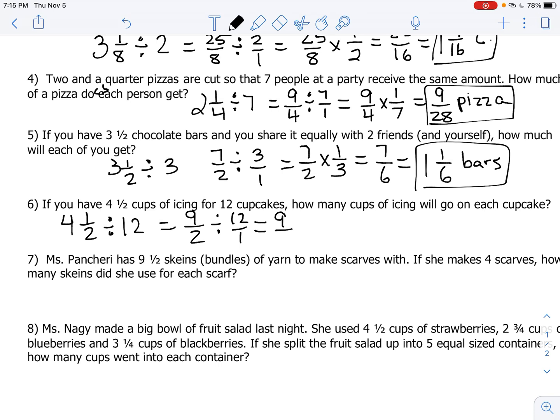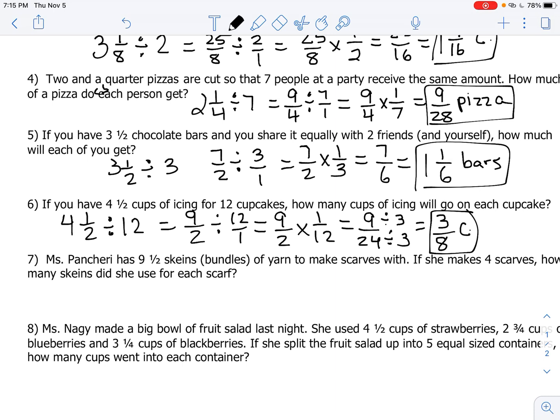We'll keep the first fraction how it is, change the division to multiplication, and flip the second fraction over. So we end up with 9/24. We could divide both of those numbers by 3 to simplify it. 9 divided by 3 is 3, and 24 divided by 3 is 8. So 3/8 cups will go onto each cupcake.